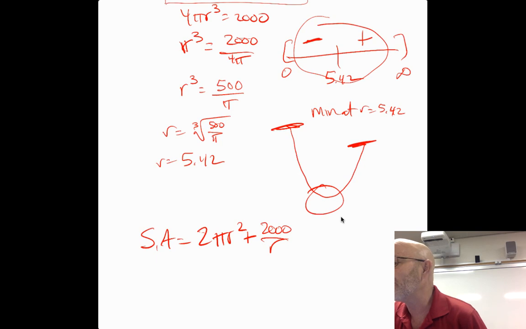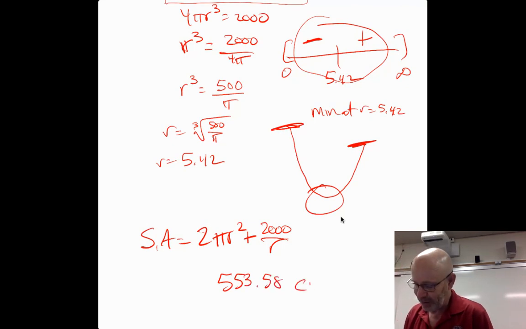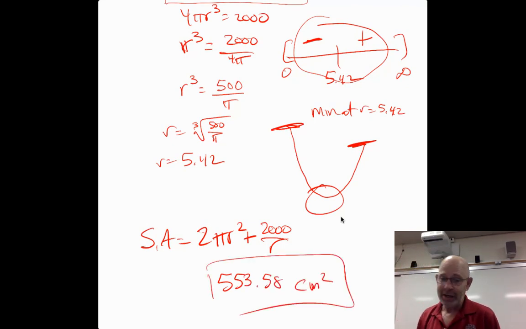Maybe if I have it here. Oh no, it just gave me the dimensions, never gave me the number. All right, I'll just do it then. So we have 2 times pi times 5.42 squared plus 2,000 divided by 5.42. And I get 553.58 surface area, so centimeters squared.